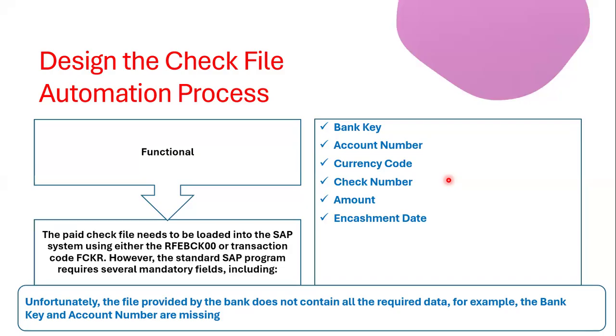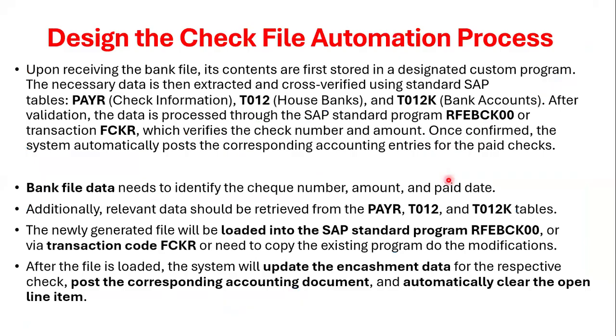Okay, I'm moving to the next slide. This is the major designation of the file. Here you can see that upon receiving the bank file, it is first stored in the designated custom program. We have created one custom program, and the file is stored there.